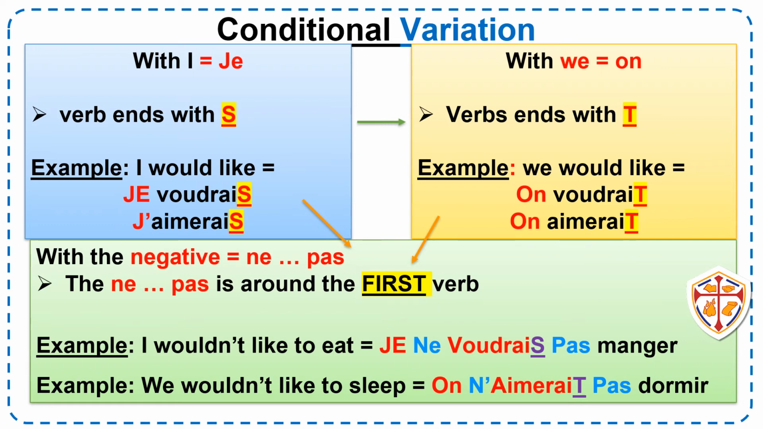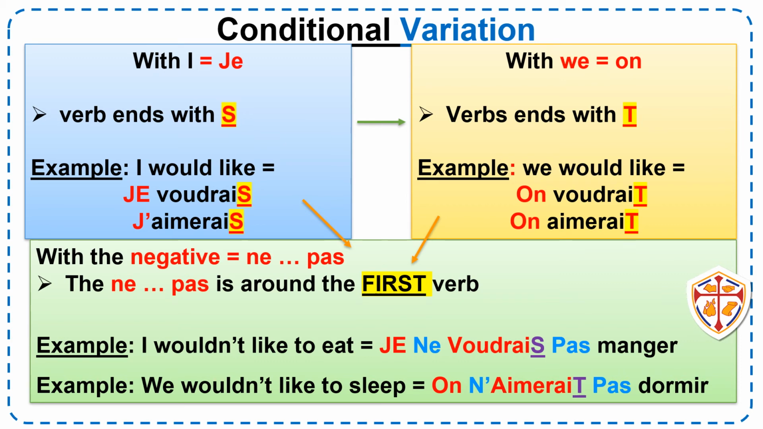Now that you have looked at how to change from je to on, which are in the positive form, let's look at how we change this verb into the negative. In the negative, we need two parts, that is the ne and the pas. The ne and the pas in the conditional tense go around the first verb. An example has been given for I would like to eat, which means je ne voudrais pas manger, showing us that the ne and the pas are around the first verb.